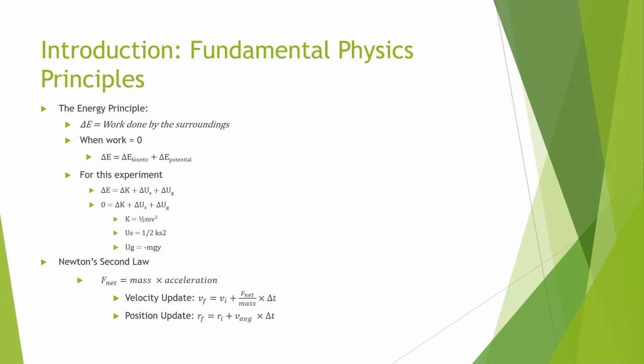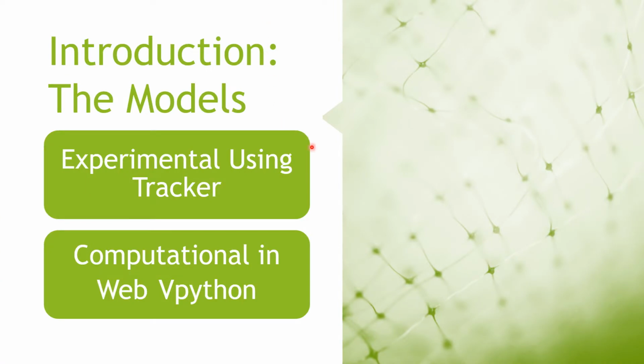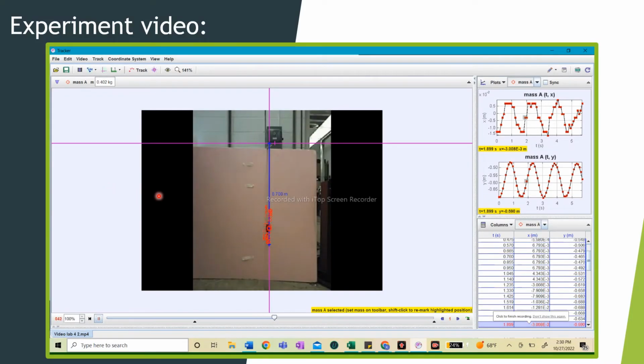models. The models themselves are an experimental model where we analyze a video using Tracker, and a computational model in WebVPython where we create a model and then compare results to our first experimental model. Here is our experiment video. Notice that almost all the motion is taking place on the y-axis.